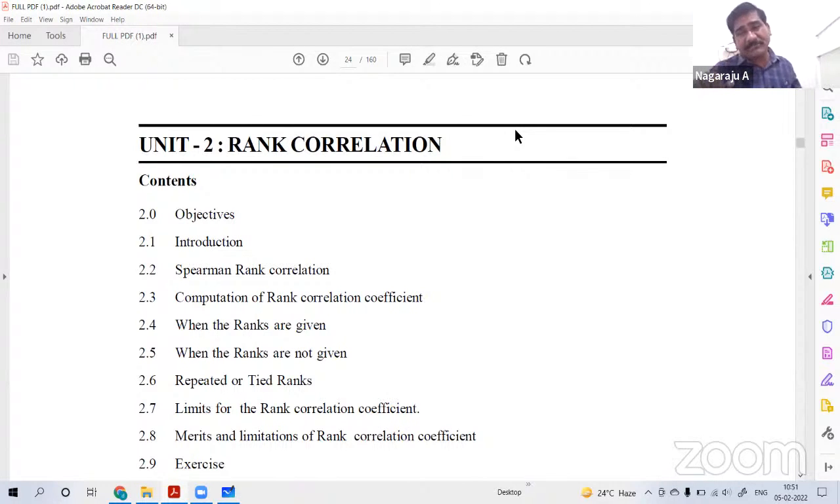Not variance, standard deviation, because the root of variance is called the standard deviation. Sigma x into sigma y. We should use covariance of x comma y. So this is called as a rank correlation.